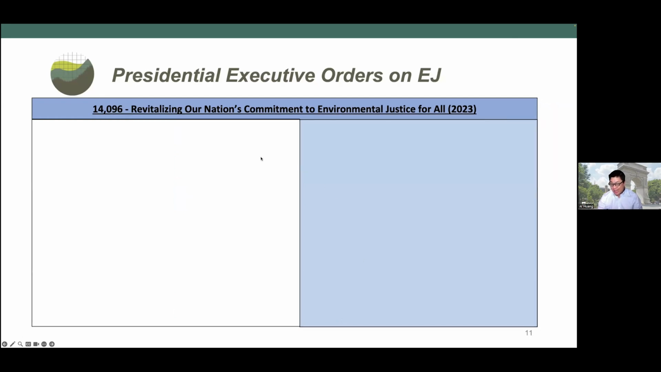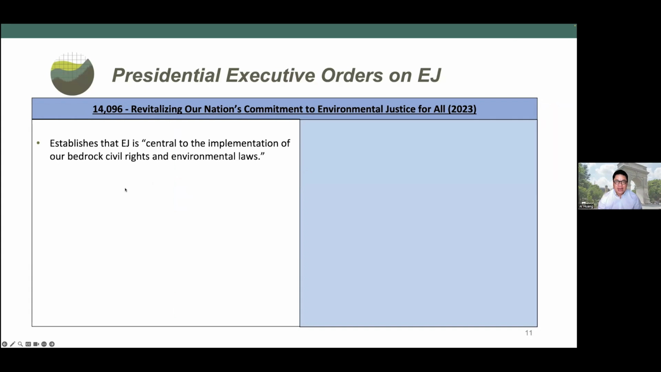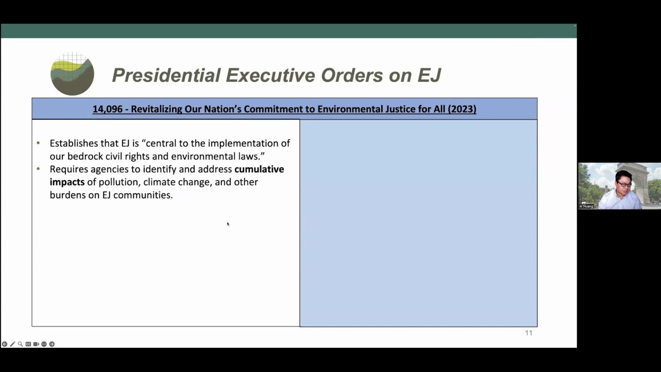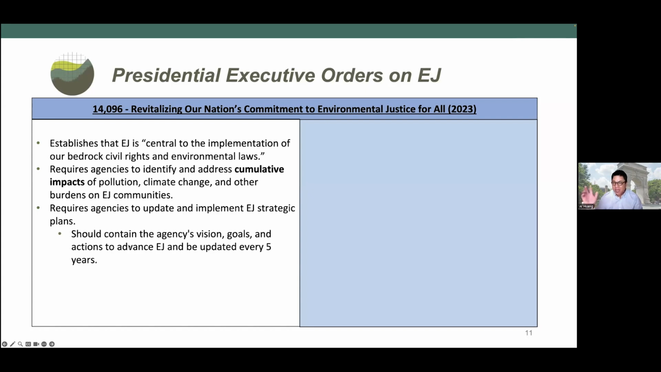Another significant executive order that was issued by President Biden in 2023 is 14096. This establishes that EJ is central to the implementation of our bedrock civil rights laws and environmental laws. It requires agencies to identify and address cumulative impacts of pollution, climate change, and other burdens on EJ communities. It also requires agencies to update and implement EJ strategic plans, which should contain the agency's visions, goals, and actions to advance EJ and be updated every 5 years.